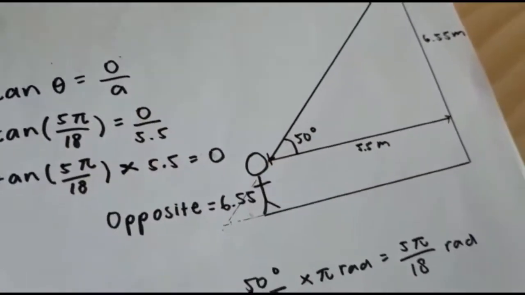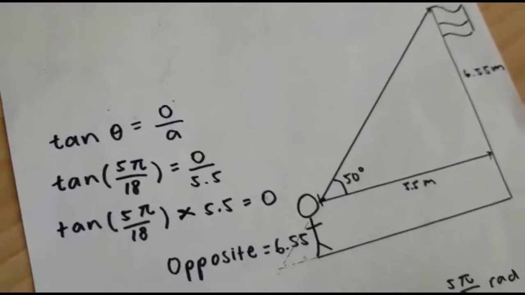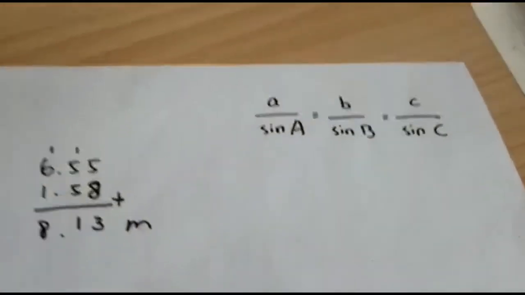Yeah. Maksudnya kan kita belum tahu. No, we can find it. Yeah. But we don't want to use the Pythagoras because that's for noobs. We are going to use the sine rule.